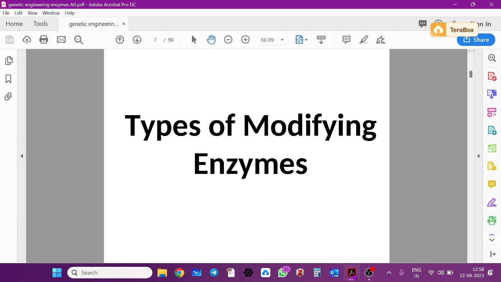Now by genetically engineered product, you mean it could be recombinant DNA, it can be a recombinant protein. So basically, genetically engineered, or you can have a recombinant enhanced organism.